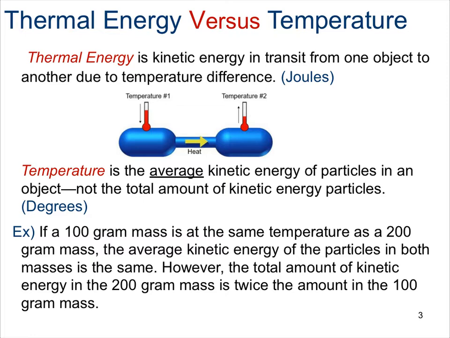It's important to understand the difference between thermal energy and temperature. Thermal energy is kinetic energy in transit from one object to another due to temperature changes. Temperature is the average kinetic energy of particles in an object, not the total amount of kinetic energy. If a 100-gram mass is at the same temperature as a 200-gram mass, the average kinetic energy of the particles in both masses is the same. However, the total amount of kinetic energy in the 200-gram mass is twice the amount in the 100-gram mass.